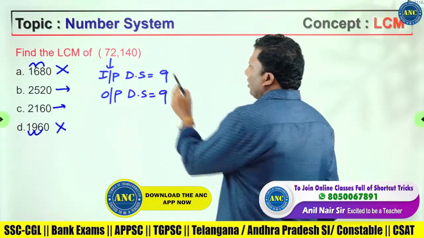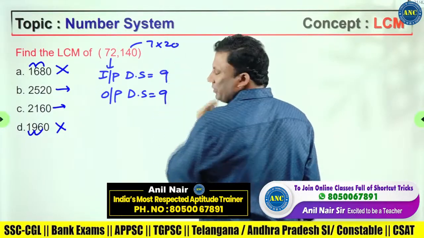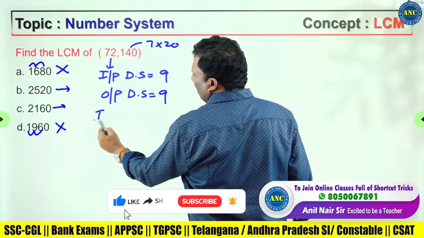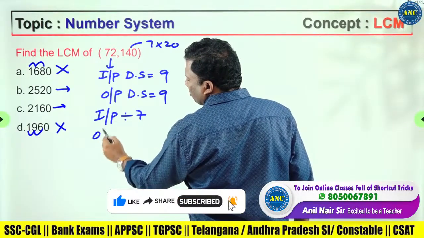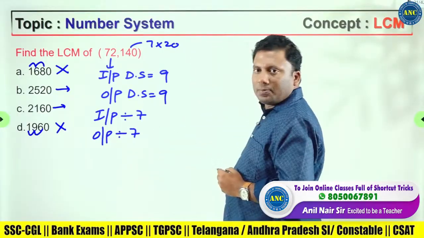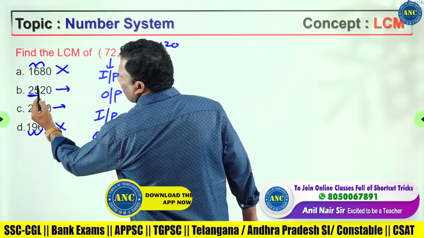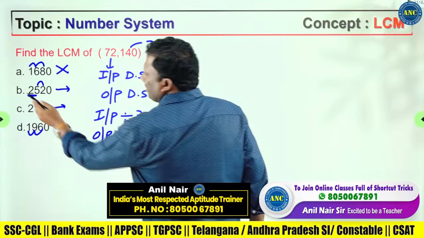Next, 140. Am I right? 7 into 2 is 14. That means input one number is divisible by 7. Output should also be divisible by 7. Which option is divisible by 7? 7 3s are 21, 42. 7 6s are 42. Yes.